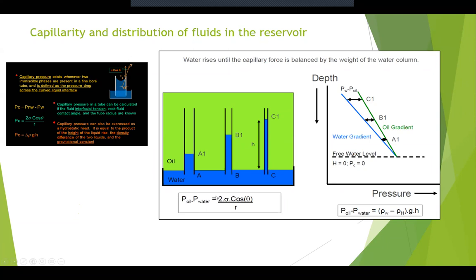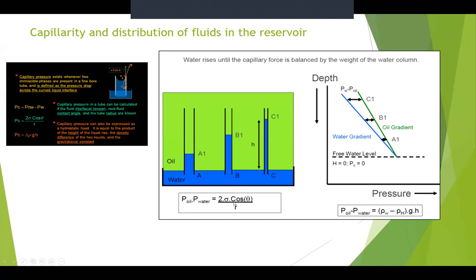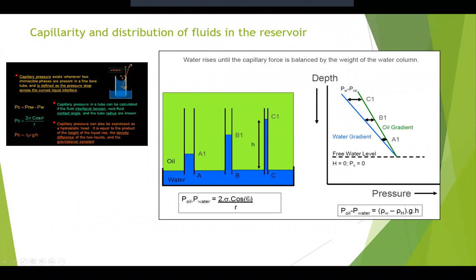And then it can be expressed, depending on the water tube, based on the interfacial tension, sigma, or the angle, divided by the radius. Also it can be expressed based on the gradient difference in the density, times the gravitational acceleration g, times the height above the contact. This gives us an important concept, what we call the free water level.